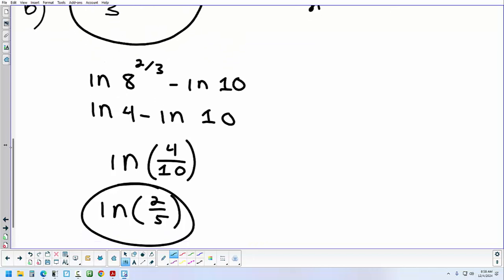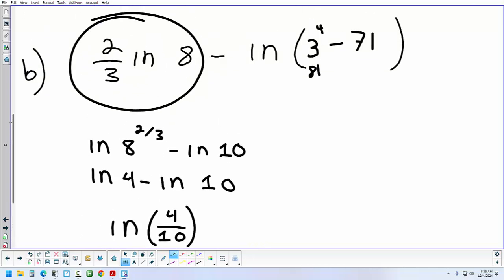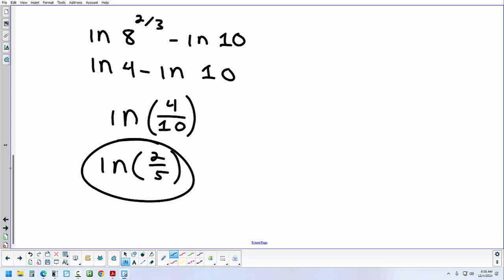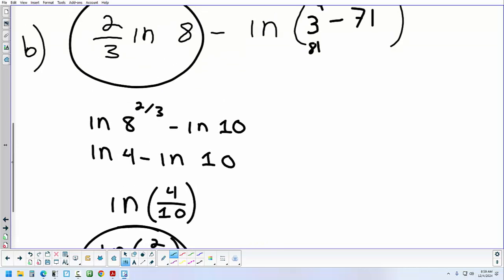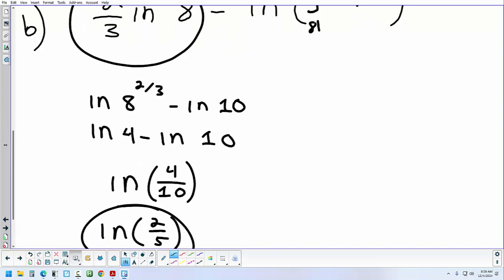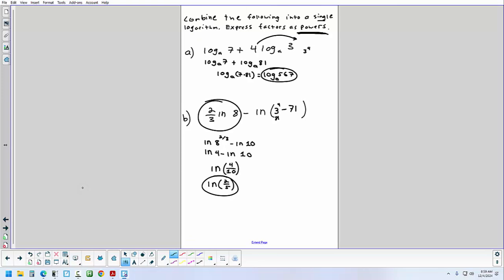So that's how you would take the original problem and then combine it back together into one. Any question on either of those two? A or B?